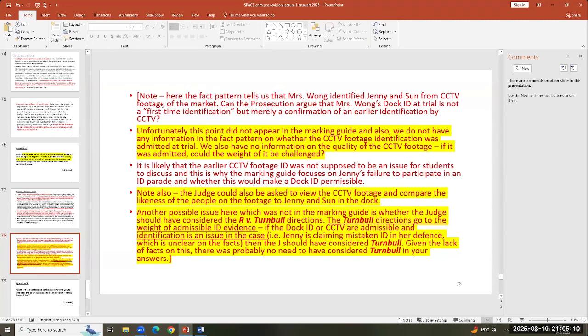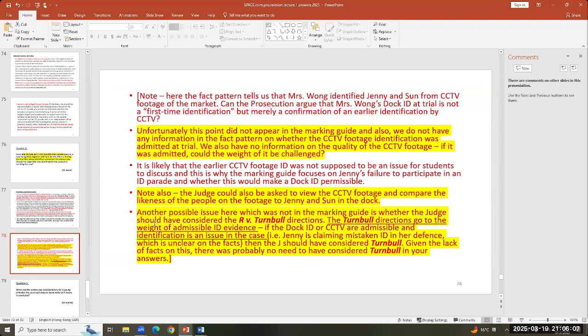Another issue, which wasn't in the marking guide, is that if the identification does go into evidence, then we might want to think about Turnbull and challenging the weight to be attached to that evidence, particularly where it's ID evidence from CCTV footage of poor quality. It's not clear here if Jenny is claiming mistaken identity in her defense. Remember, Turnbull only goes to the weight to be attached to identification evidence that's admissible, and only where that identification evidence is an issue in the case. In other words, the defendant is running a defense of mistaken ID. But because there's no real information on Jenny's defense here, there's no need to address Turnbull.